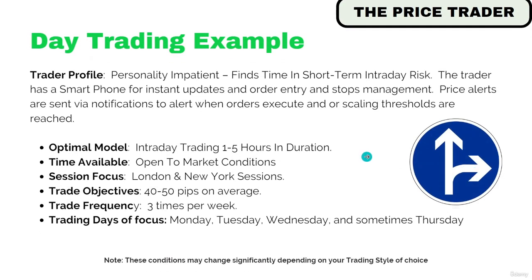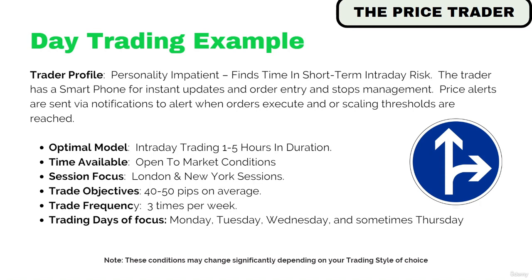As we already looked at, this is a day trading example. This is just a brief summary of what a day trading style looks like. The profile of the trader is that the personality is impatient and they find time in short-term intraday risk. The trader has a smartphone for instant updates, order entry and stops management. And price alerts are sent via notifications to alert when orders execute and or scaling thresholds are reached.